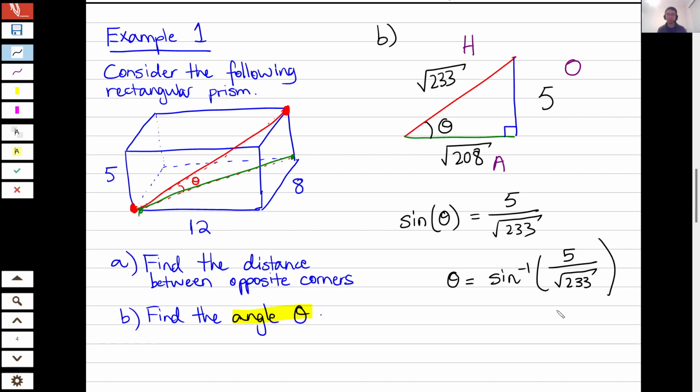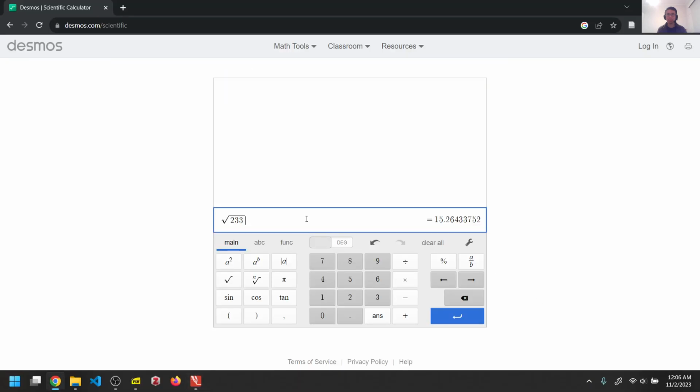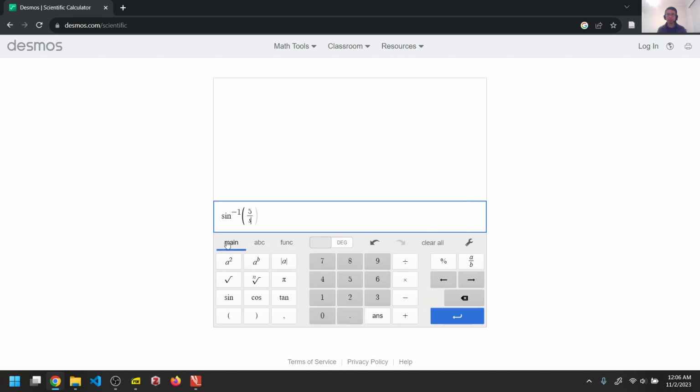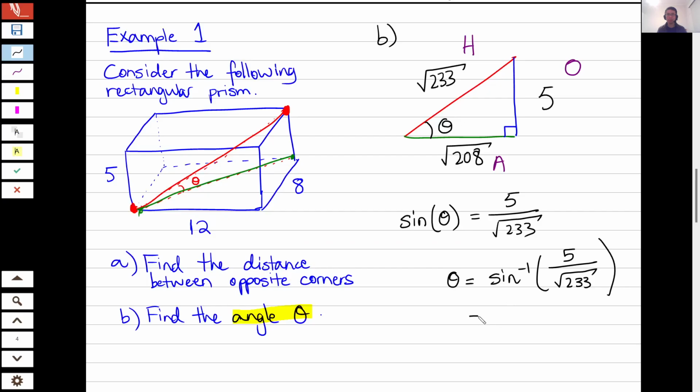So let's go ahead and do that. Theta equals the inverse sine of 5 divided by the square root of 233. And if I round that to one decimal place, I get 19.1 degrees.